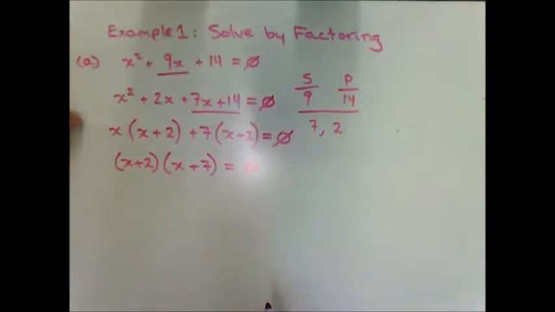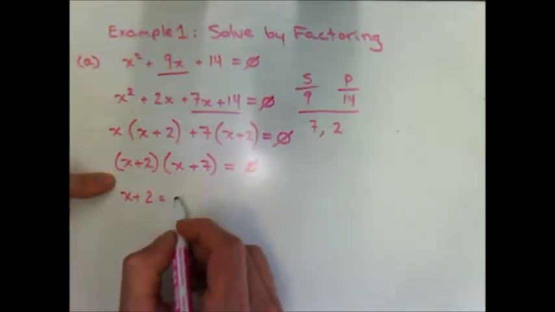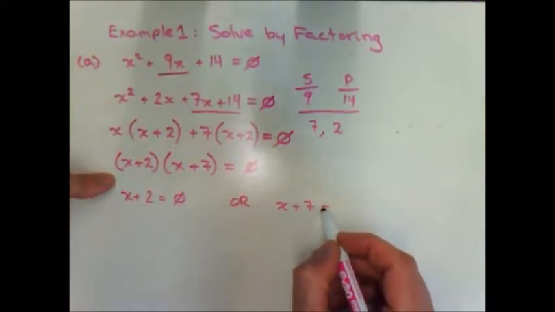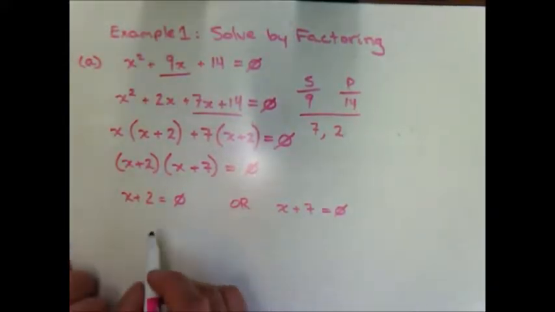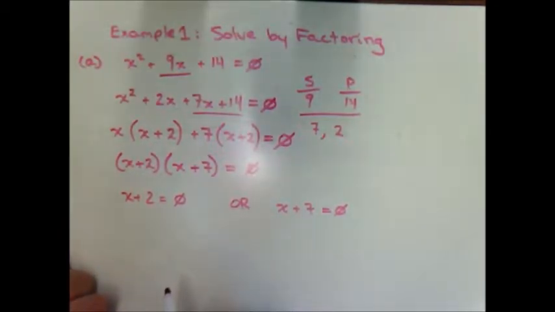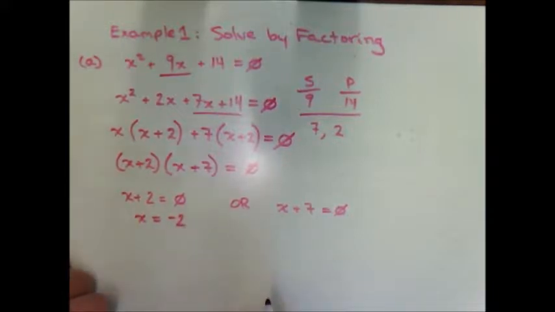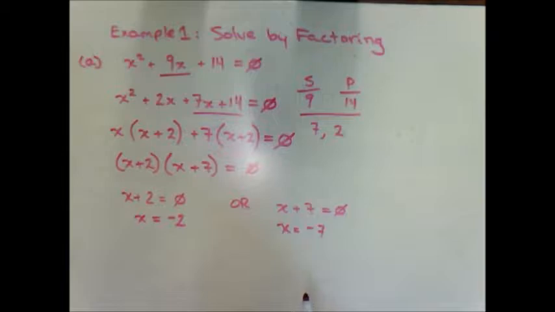We've rewritten the left side in factored form, which tells us that in order for this statement to be true, either x plus 2 equals 0 or x plus 7 equals 0. Now I have two little equations and I need to solve for x. So over here all I need to do is subtract 2 from both sides. x equals negative 2. And over here all I have to do is subtract 7 from both sides. I get x equals negative 7. So there are the two solutions for this quadratic equation.